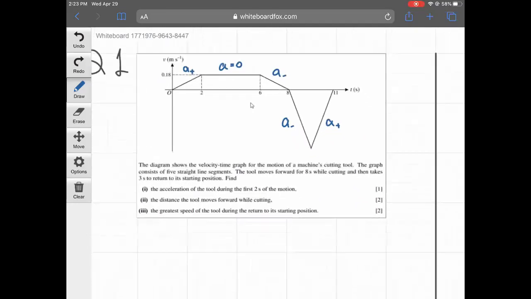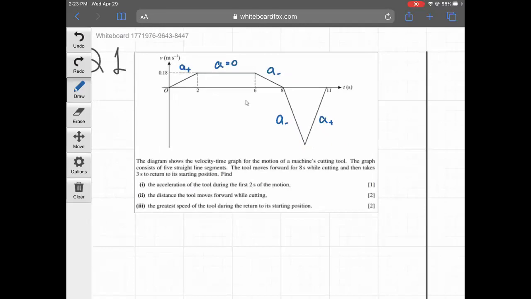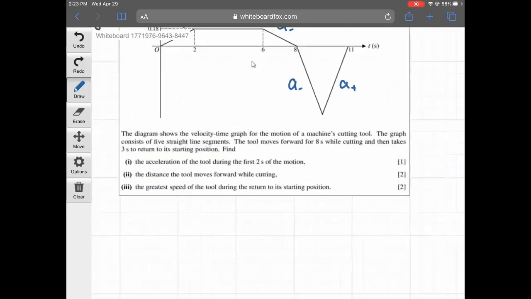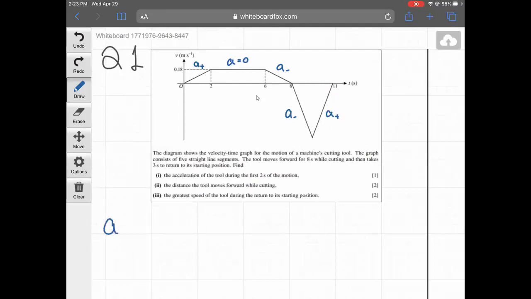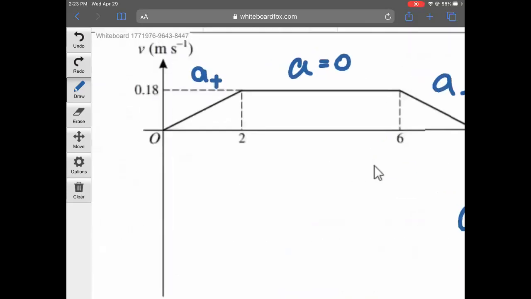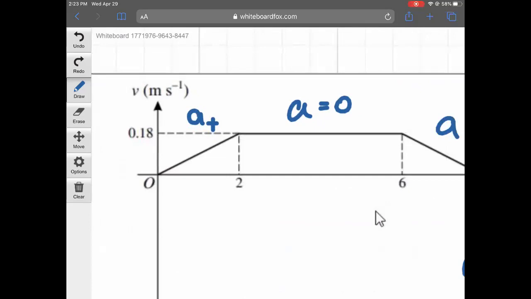Okay, so part 1: find the acceleration of the tool during the first 2 seconds of motion. Well, acceleration is the rate of change of the velocity over time, dv/dt, right? But I've said we're not using calculus, we're not using integration or differentiation. So actually what we want is the slope of this line. That will be our acceleration.